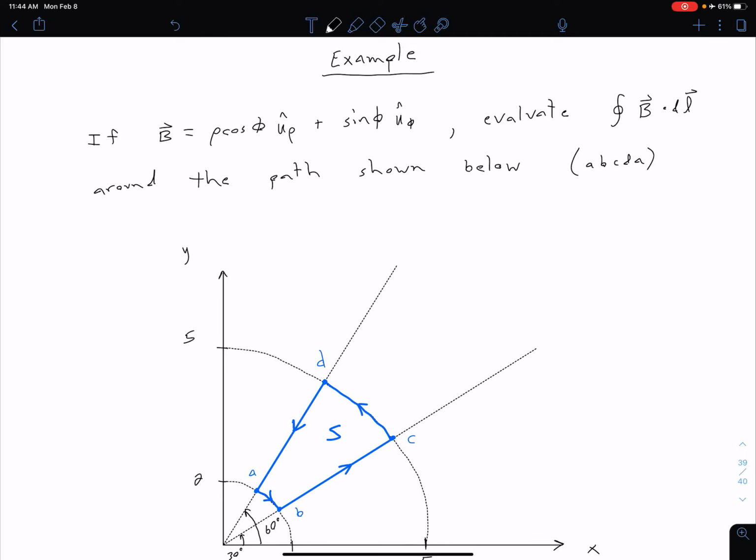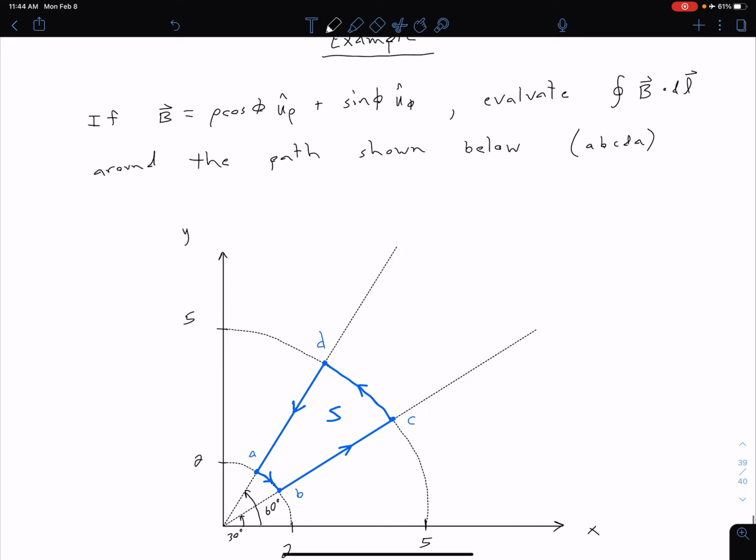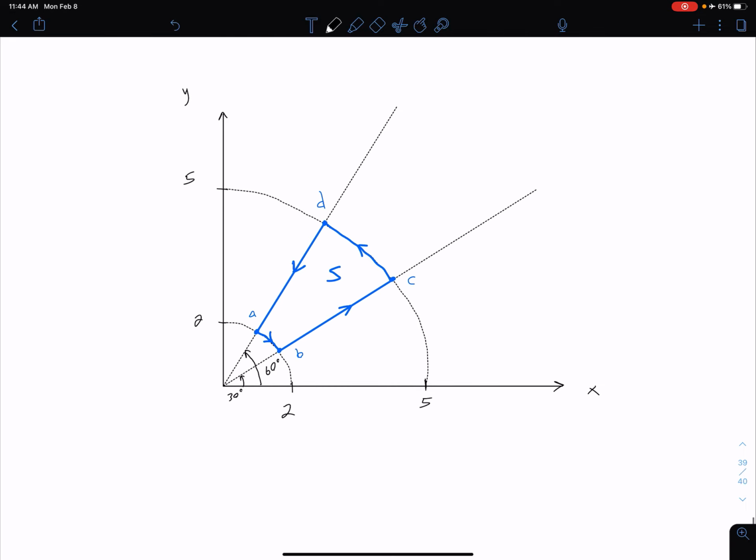In this next example, we're given a vector field B, which is equal to rho cosine phi in our rho direction plus sine of phi in our phi direction. And we want to evaluate the circulation of B around some path. And so the path is ABCDA as shown in this figure below.